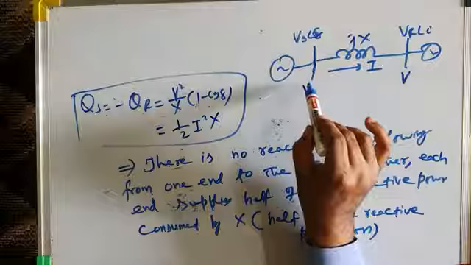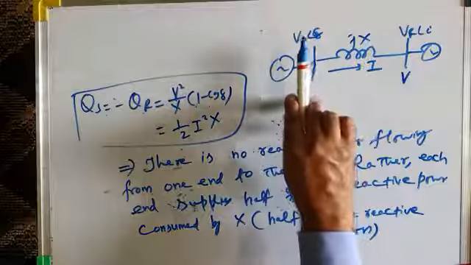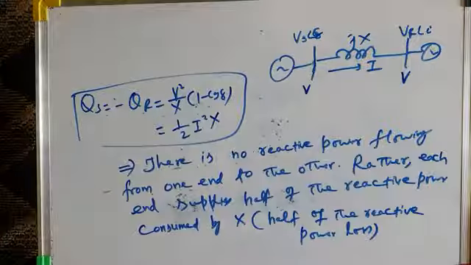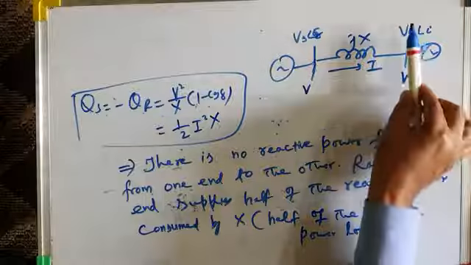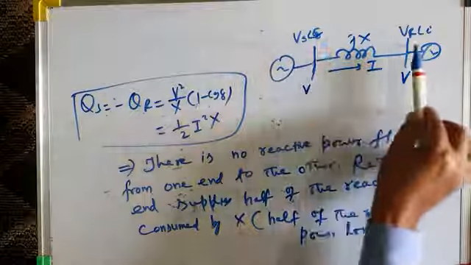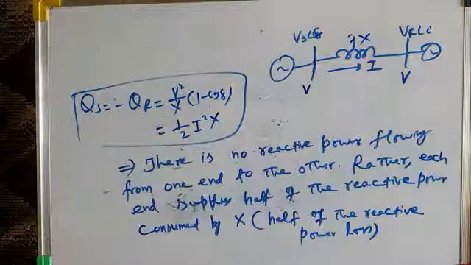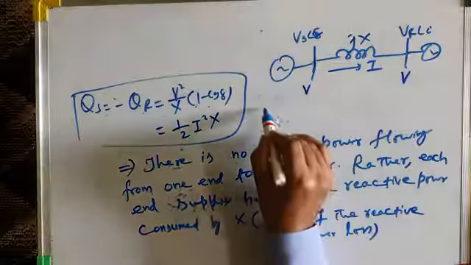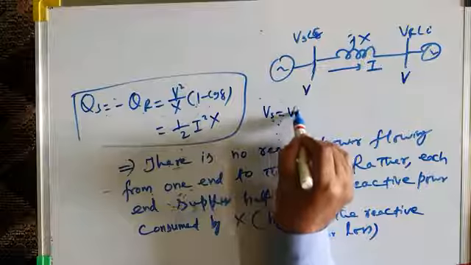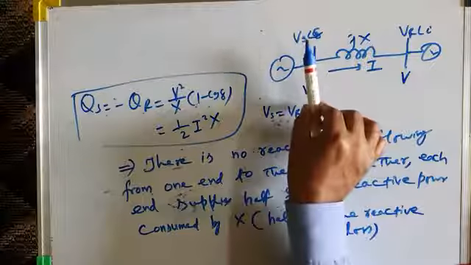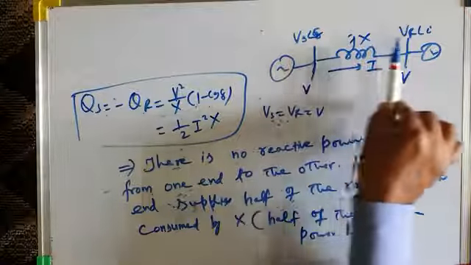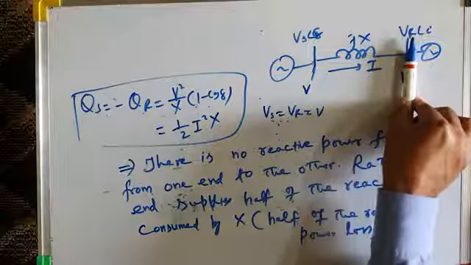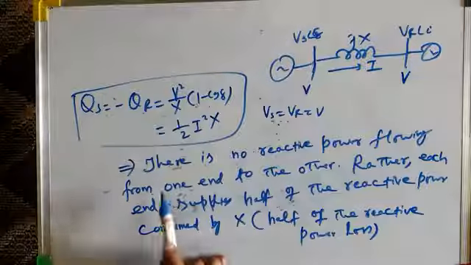If sending end voltage is higher than receiving end voltage, then there will be flow of reactive power from sending end to receiving end. On the other hand, if receiving end voltage is greater than sending end voltage, reactive power will flow in this direction. But in this case, the sending end and receiving end voltages are the same. We have assumed that Vs is equal to Vr is equal to V. So therefore, reactive power will neither flow from sending end to receiving end, nor from receiving end to sending end. That's what I have written here.